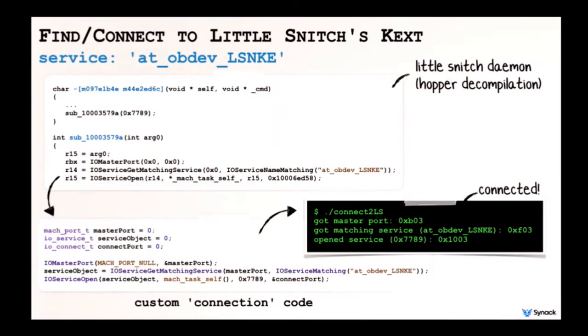OK, so let's get back to LittleSnitch and talk about how to connect to its IOKit driver, and then how to enumerate the methods and then audit them. So if we reverse engineer the user mode component, specifically the user mode daemon of LittleSnitch, we can see it connecting to the LittleSnitch driver via the string @_obdev_lsnke. So we can write our own custom code that tries to connect to that kernel extension as well. And when we compile and run that, lo and behold, we are allowed to connect to the kernel extension.